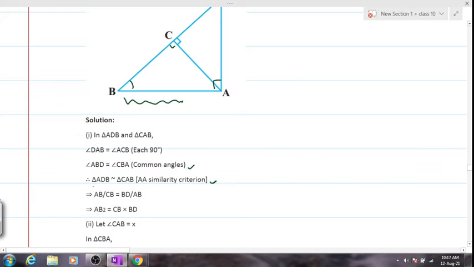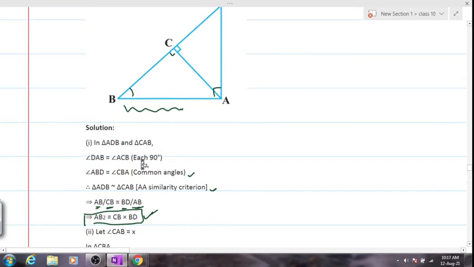Now we can easily say out here that AB by CB is equal to BD by AB. Yes or no? This one we didn't even require the Pythagoras theorem. Is it clear? Then we cross multiply, we will get AB square is equal to CB into BD. So the first thing is already proved.